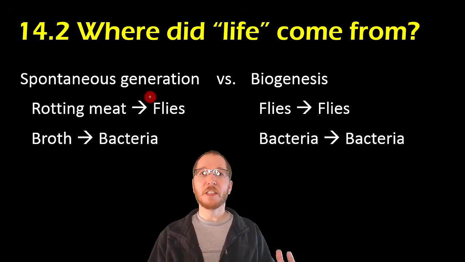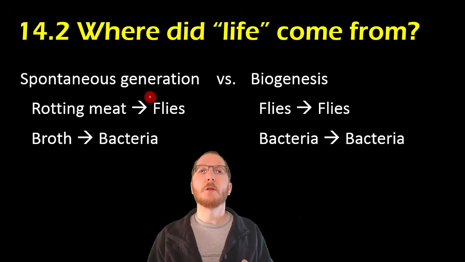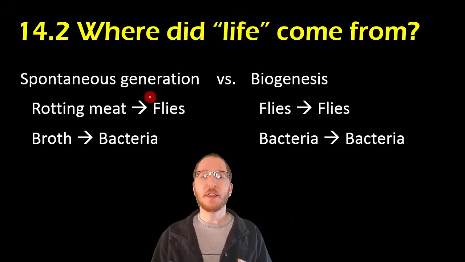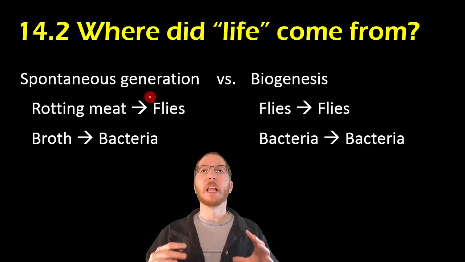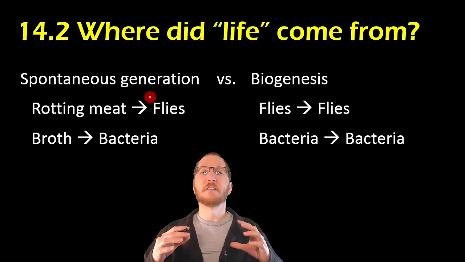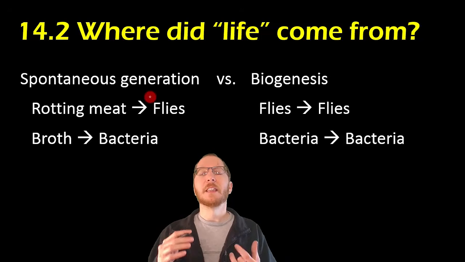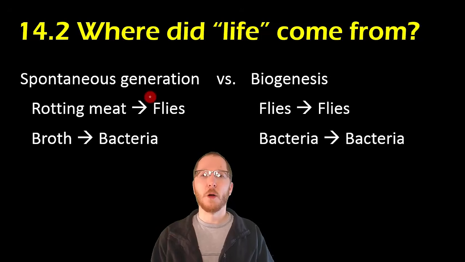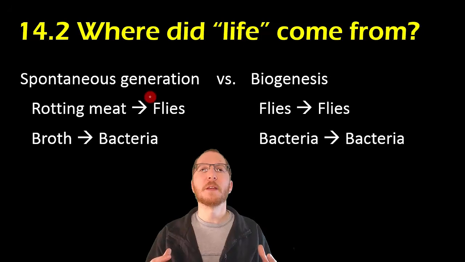And this was evidenced by the fact that if they put rotting meat out, they shortly would see maggots and then flies. If they left the broth out, they would shortly see bacteria growing in it. Now, the competing theory was biogenesis, which is that life makes life, that ultimately it's the flies that land on the rotting meat, that lay the eggs, that grow the maggots, that grow the flies, or that it's bacteria being carried by the air or on our bodies that gets into the broth that then multiply. And so now the broth becomes overrun with bacteria.